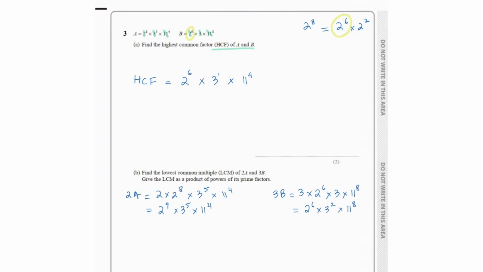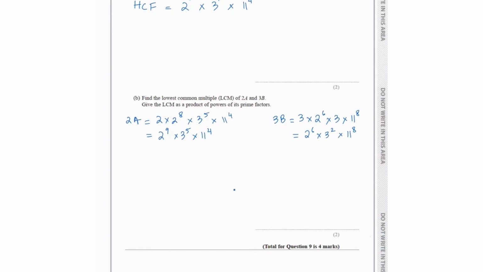Now for the lowest common multiple, what you do is you take all the numbers. So we have 2, 3, and 11. 2 times 3 times 11. So in HCF, you pick the common factors. In LCM, you pick all of the numbers. So now for the powers, you will pick the highest power for each number now. For HCF, we're picking the lowest power. For LCM, we're picking the highest power.